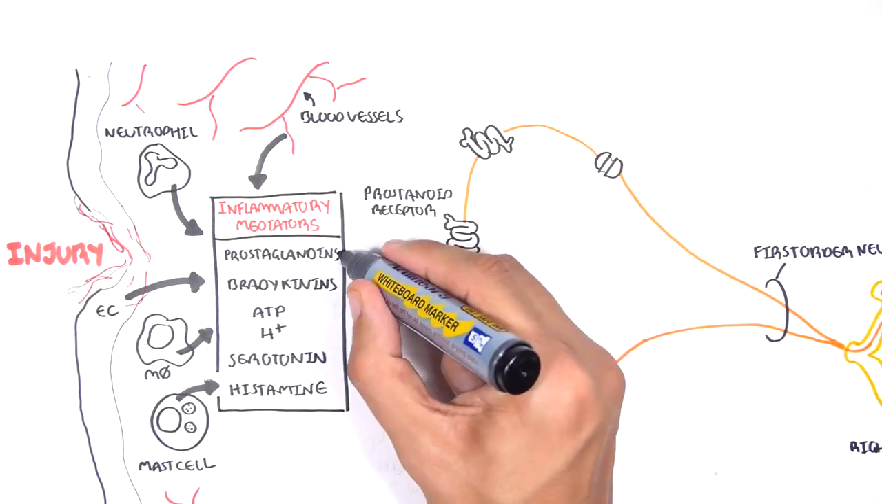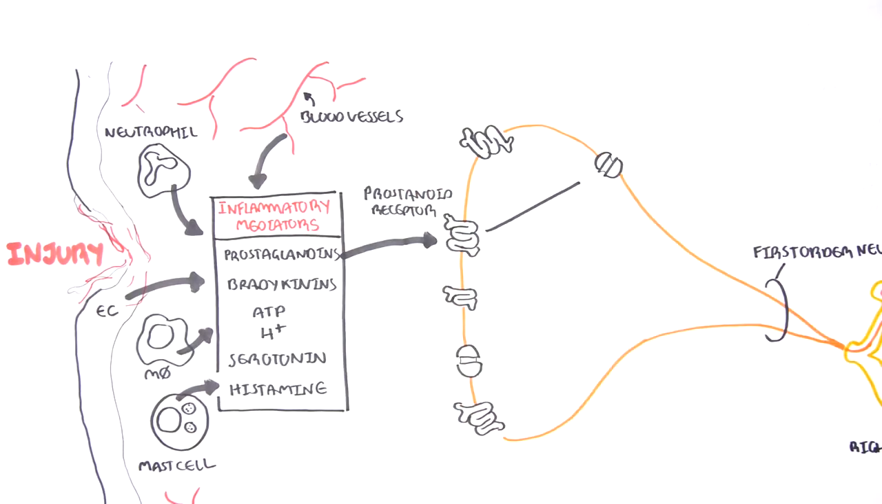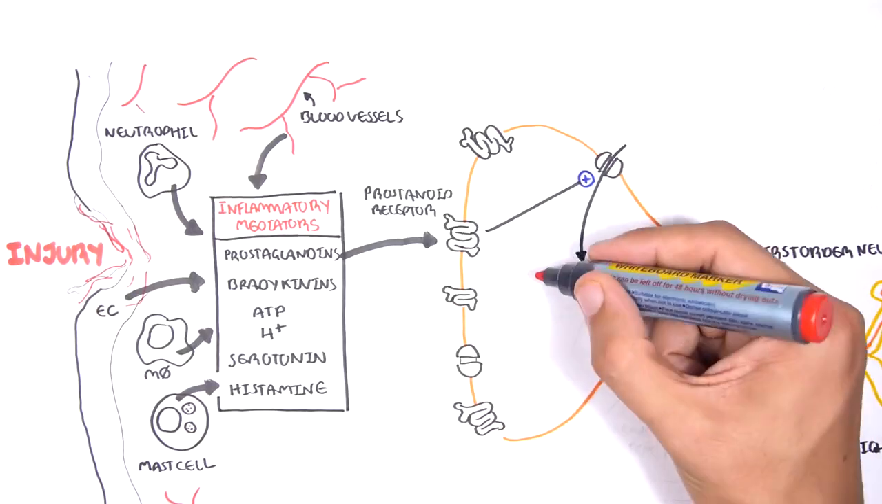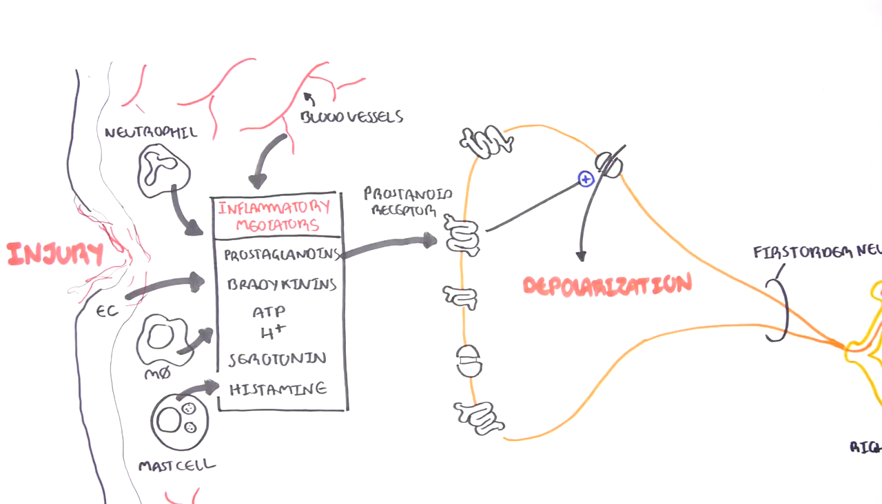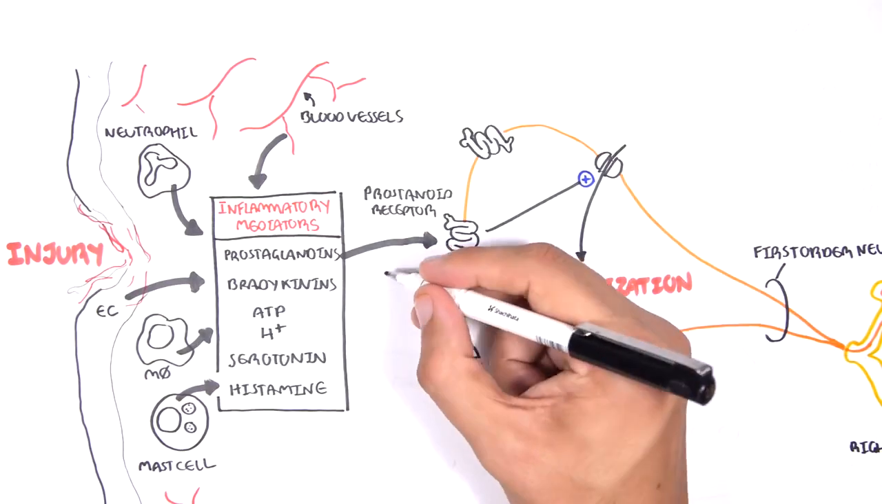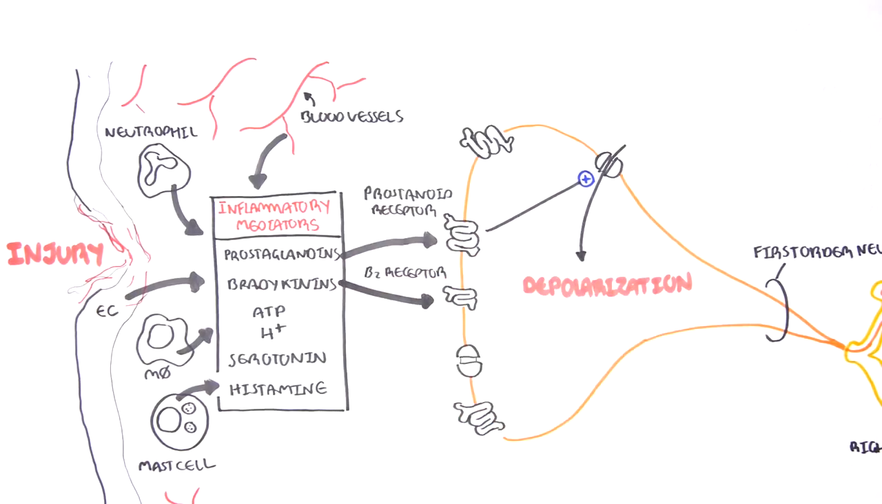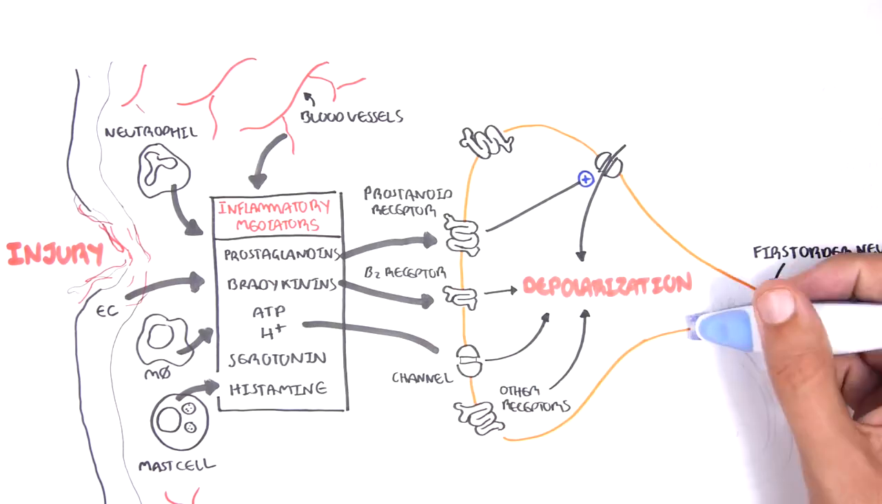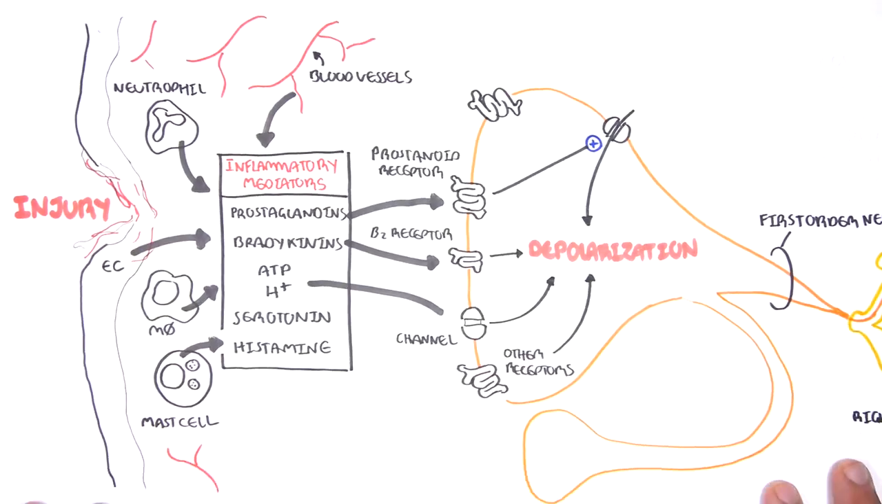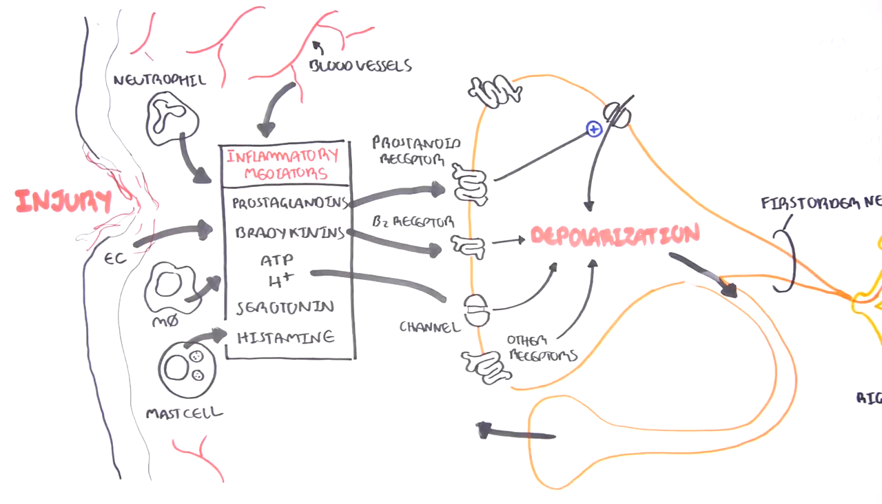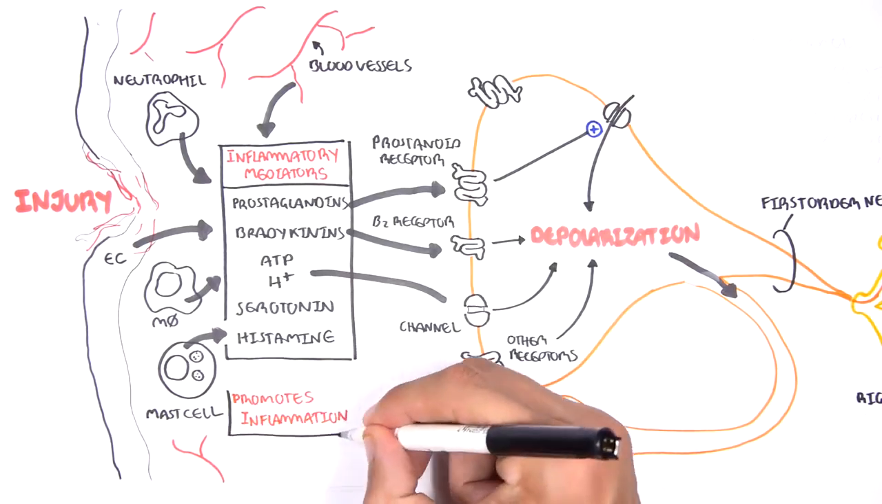Prostaglandins, for example, will bind onto what's called prostanoid receptors, causing a depolarization of the neuron, thus stimulating this first order neuron. Bradykinin will bind onto what's called a B2 receptor, causing a depolarization as well, and thus again stimulating the first order neuron. The other mediators will also stimulate the first order neuron through other mechanisms and other receptors. What's fascinating is that when this first order neuron is stimulated, it will further promote an inflammatory response by releasing other chemicals such as substance P and CGRP. Thus, this inflammatory process is amplified.